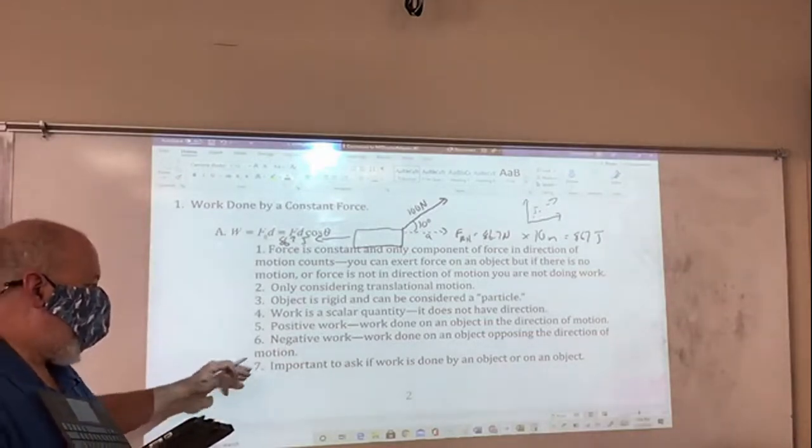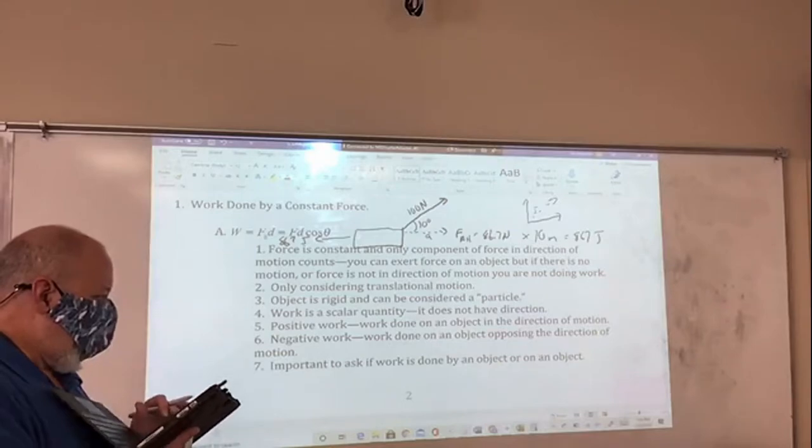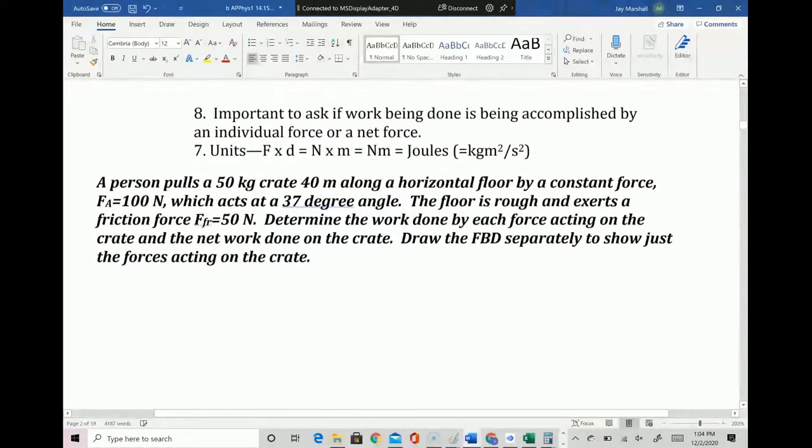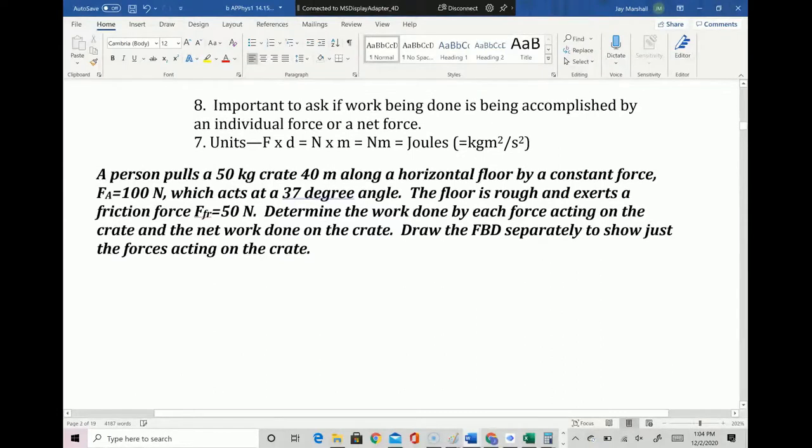It's important to ask if work is done by an object or on an object, and we'll see what that means as well. It's also important to ask if work being done is being accomplished by an individual force or a net force. And the units are joules.